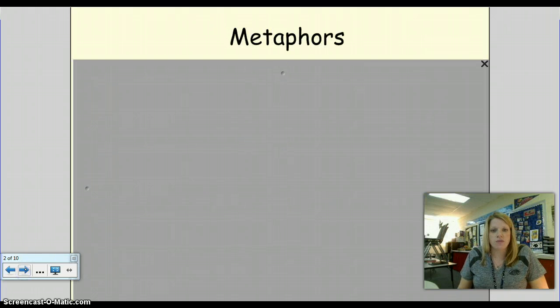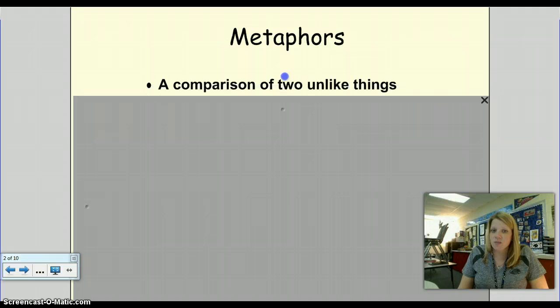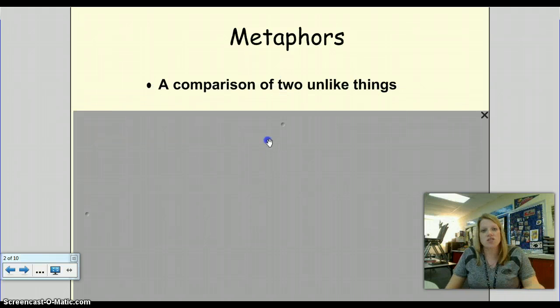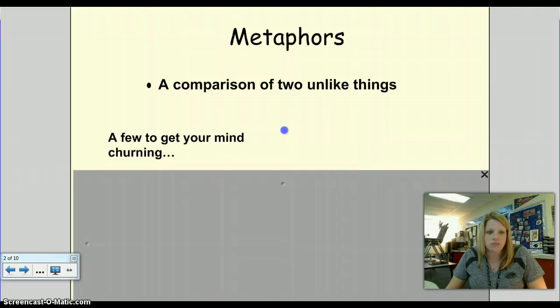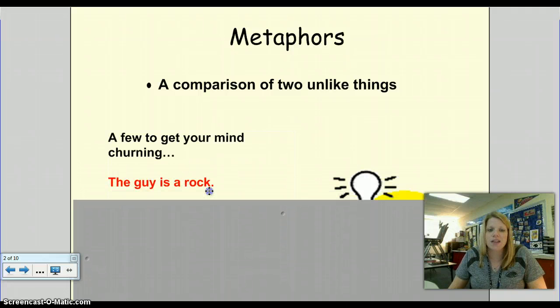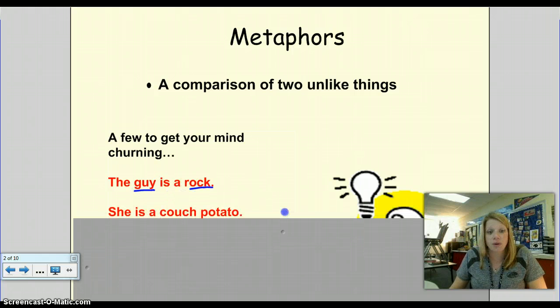Okay, so simile review. Metaphor is very similar to a simile, however, it's just a straight comparison between two unlike things. There is no use of like or as. So basically you're saying the one thing is the other. The guy is a rock. What two things are being compared? The guy to a rock. There is no like or as, so you know it's a metaphor.